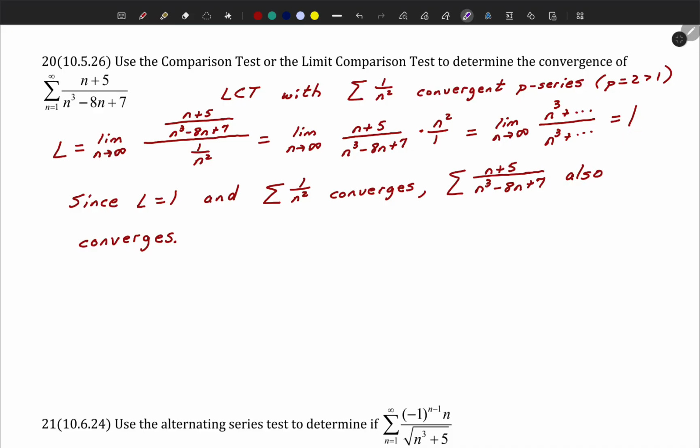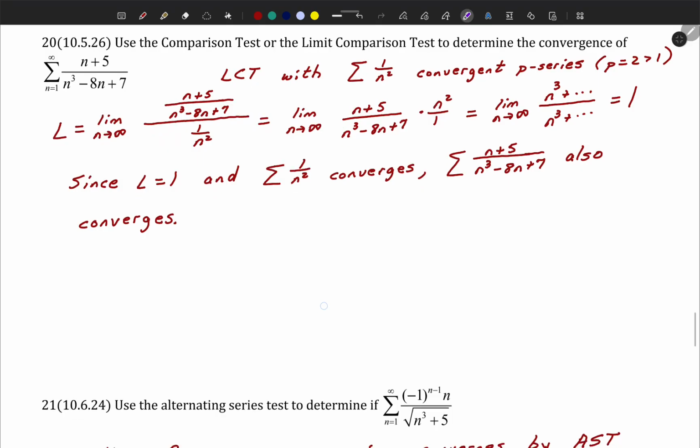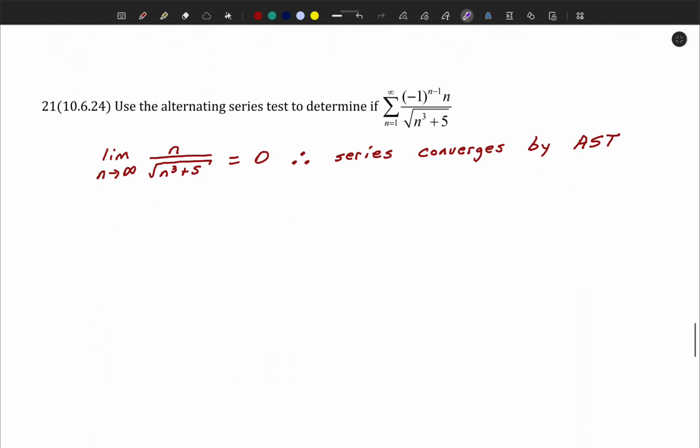What this is showing us is that the size of the series in question is almost identical to the size of the series that we know converges by the p-series test, since it has a p-value of 2. So I can say, since L is equal to 1 and the series I'm comparing it to converges, then the series that we're interested in also converges. Limit comparison test with a p-series, p equals 2.